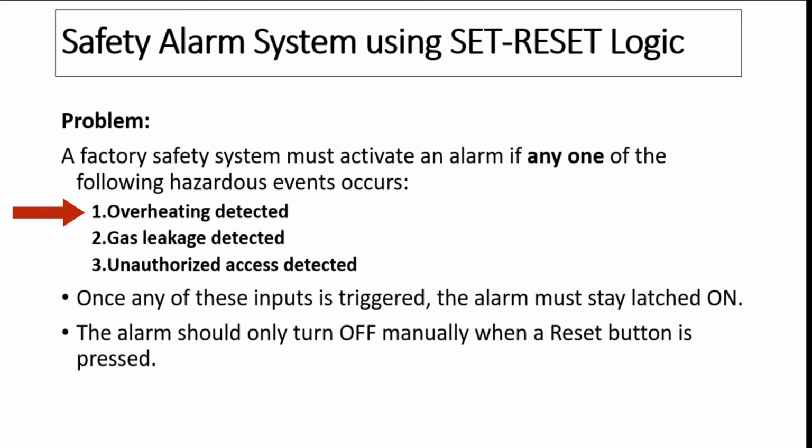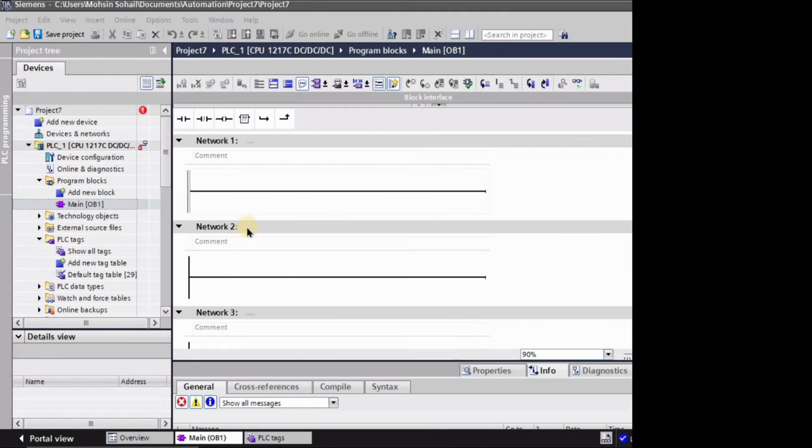If overheating is detected, or if gas leakage is detected, or if unauthorized access is detected, then the safety alarm must get activated. Once any of these inputs is triggered, the alarm must stay latched on. And the alarm should only turn off manually when a reset button is pressed. Now let's solve this logic in the TIA Portal software.